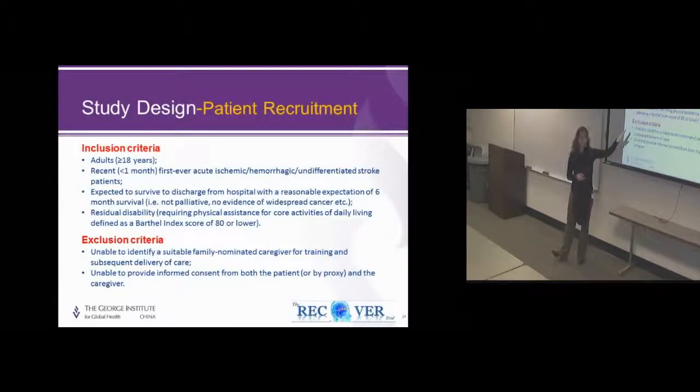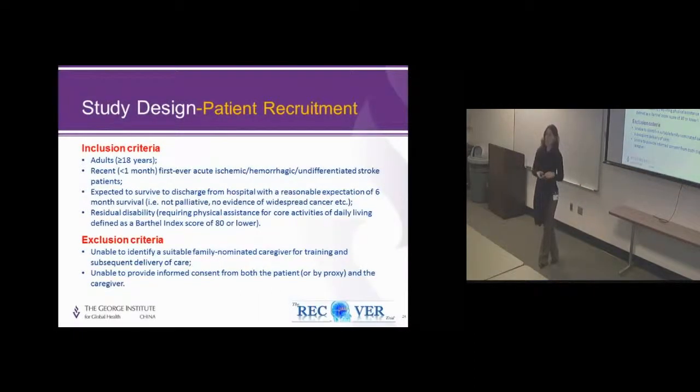The Barthel index is a measure of activities of daily living. So if someone has a score of 85, they're functioning pretty well, at least in the home. But again, as I mentioned, we debated exclusion criteria and ultimately decided that we would exclude a patient if they were unable to identify a suitable family-nominated caregiver for training, at least within the hospital, to know that somebody else was there to take in and retain this information.